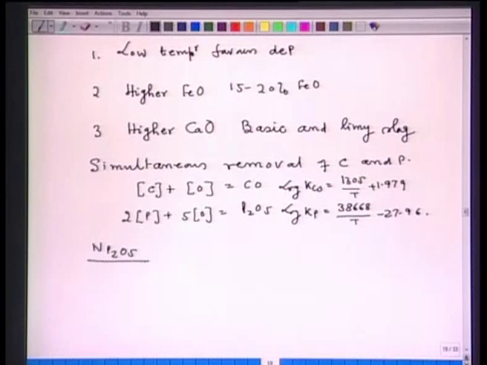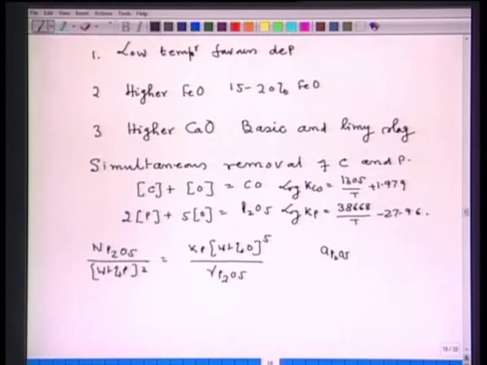NP2O5 upon weight percent P whole square, that is equal to Kp into weight percent O to the power 5 upon gamma P2O5. Note, you have to also use the activity of P2O5, that is equal to NP2O5 into gamma P2O5.